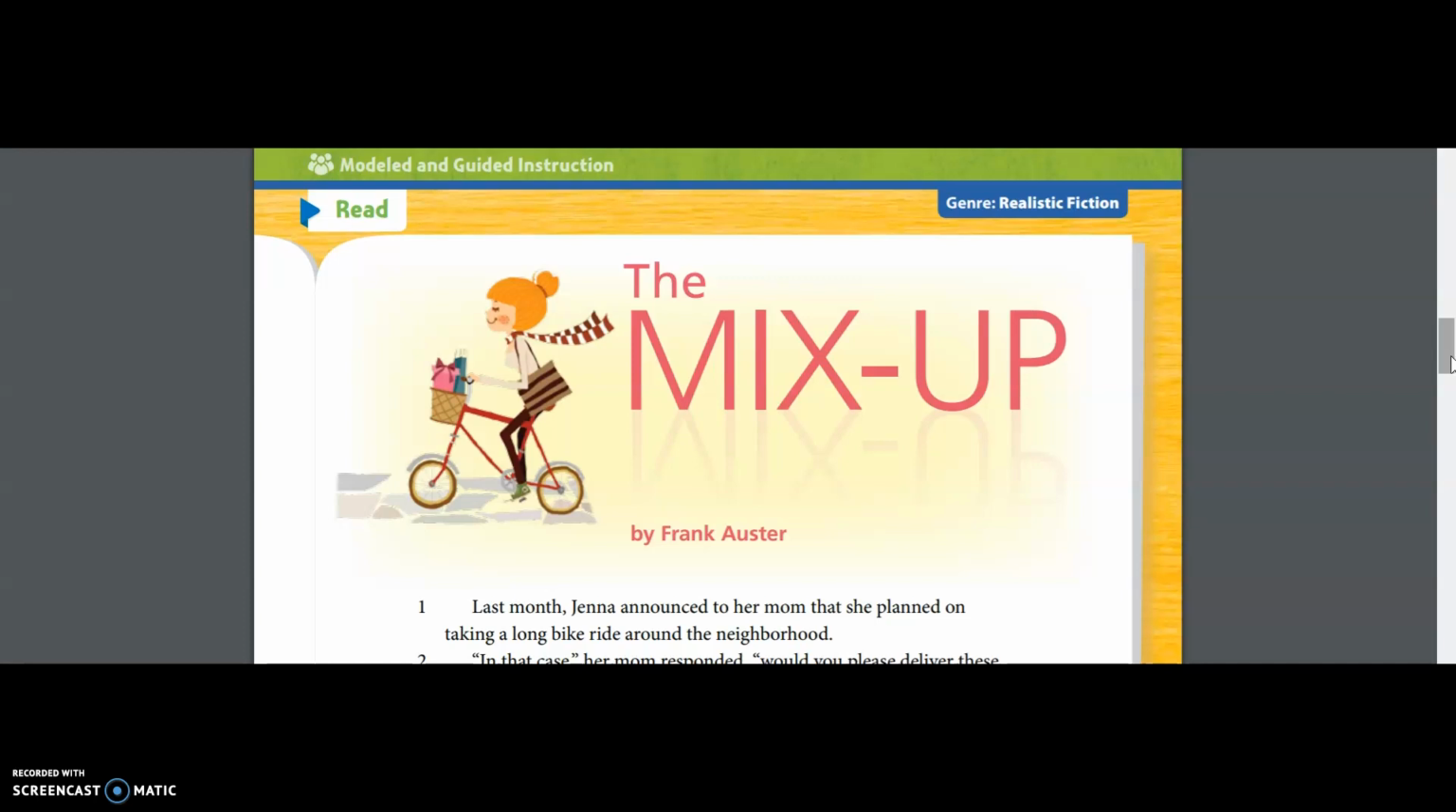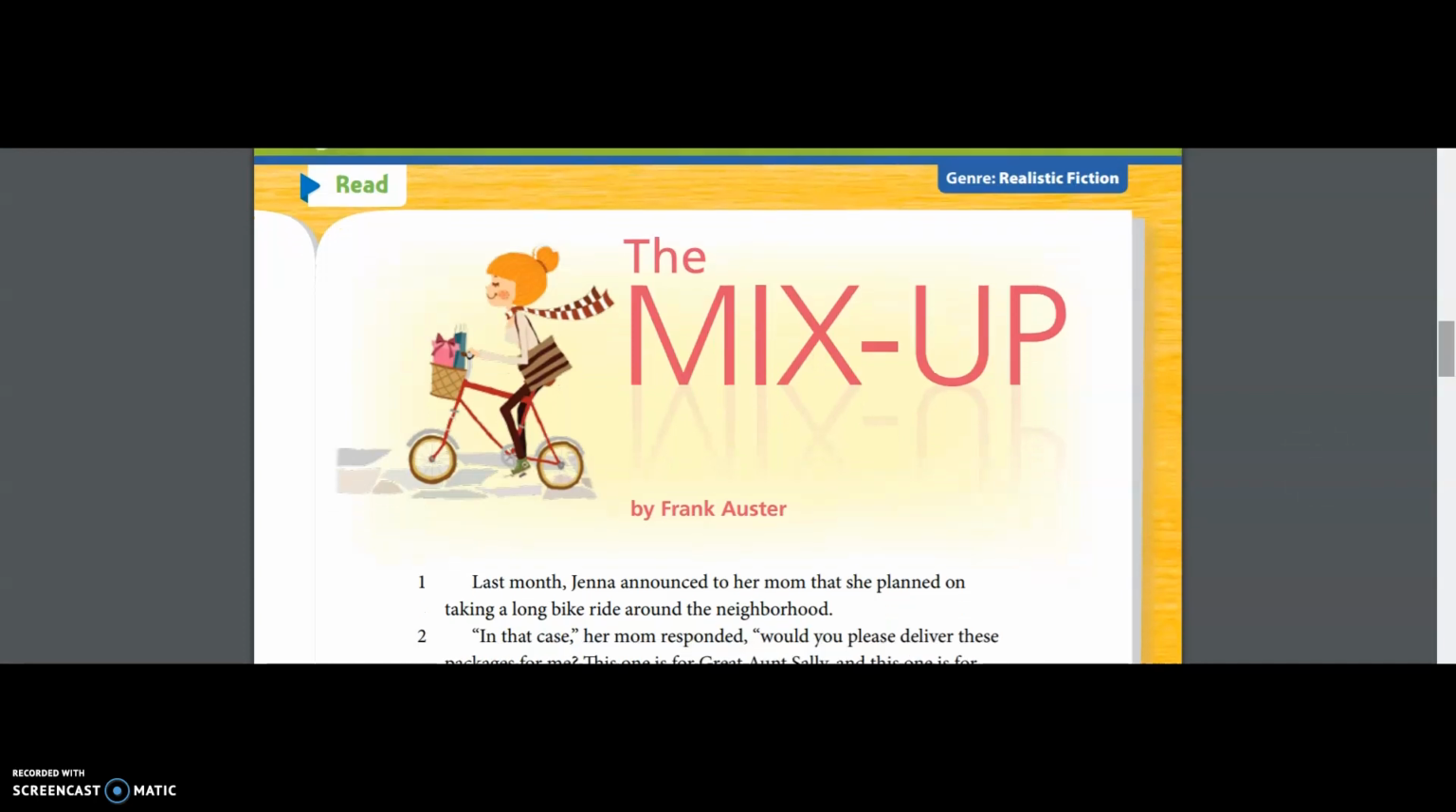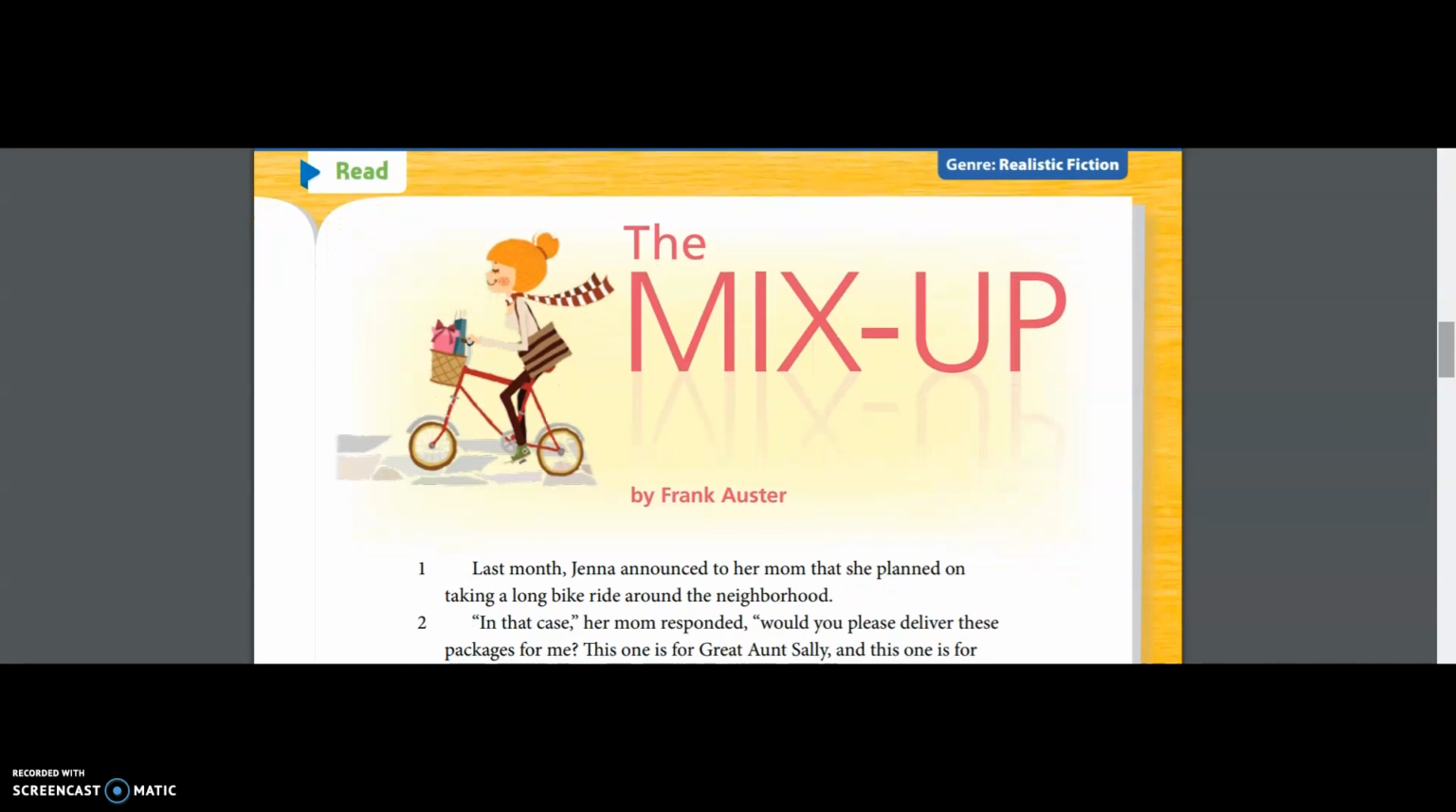Today, you're going to read a realistic fiction story. So that's the genre of this story. We can kind of get a clue from that immediately because of the drawing or the illustration that's here at the title. So right there to the left, the woman on the bicycle where it says The Mix-Up, that cartoon gives us a hint that this is realistic fiction.